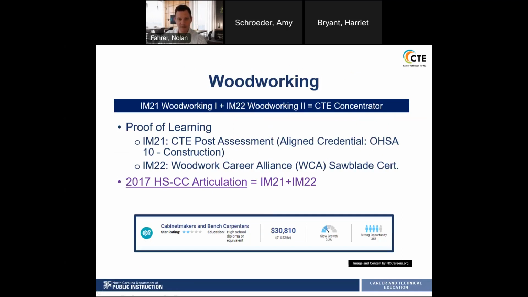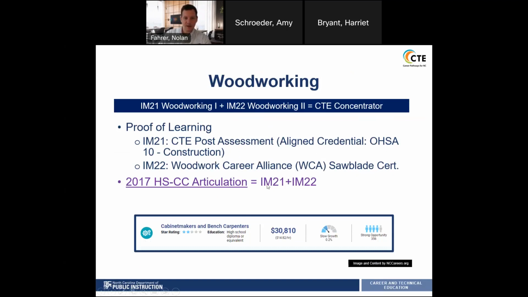It's something that all students in any area that's going to require safety should have as a baseline, I think. So that's good, and my construction courses also offer that. And then in the second level course, we have something called the Woodwork Career Alliance Saw Blade Certificate, and that's basically a credential that shows they know how to use all the woodworking equipment properly and safely.